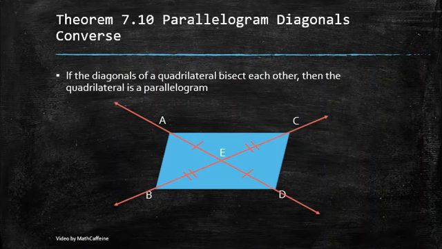This theorem is the converse of the parallel diagonals theorem and states that if the diagonals of a quadrilateral bisect each other, then it is a parallelogram. Looking at this example, we can tell that point E bisects AD and BC and intersects AB and BC at point E. Therefore, quadrilateral ABCD is a parallelogram.